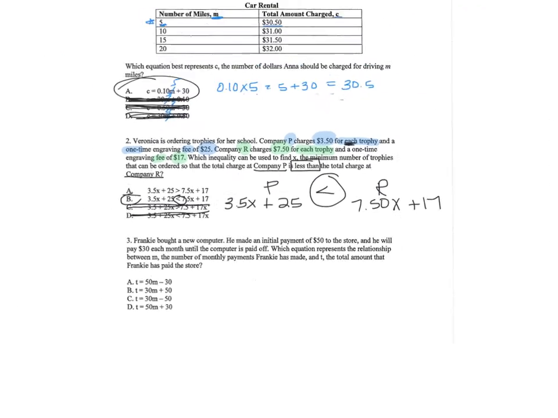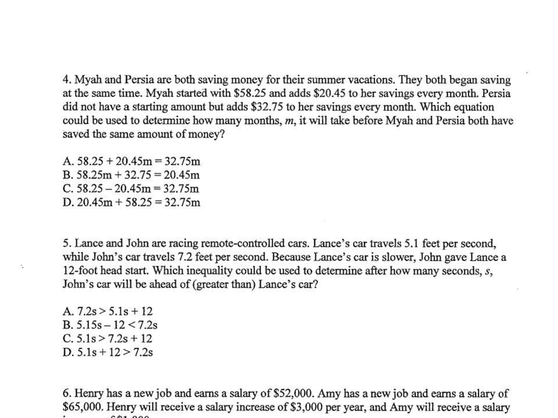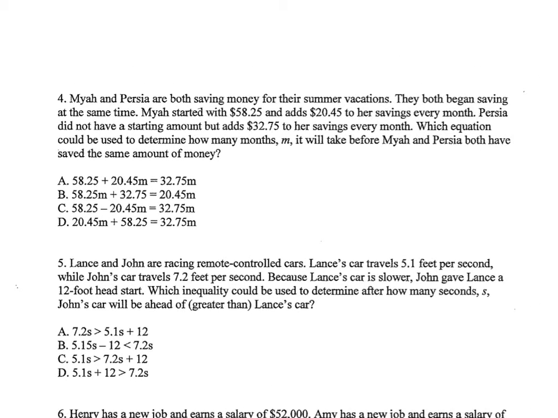I'm going to skip number 3. That one's kind of short. Number 4, Maya and Persia are both saving money for their summer vacations. They both began saving at the same time.